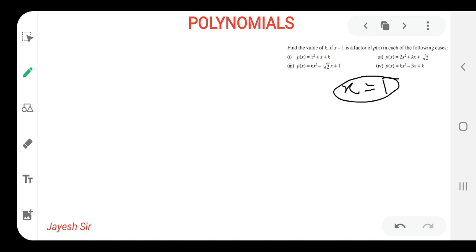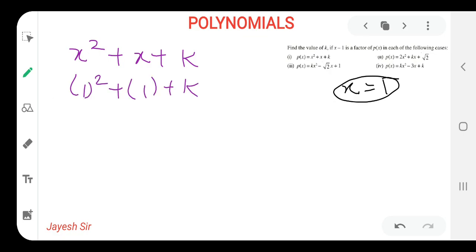So let's solve our first sum, and the polynomial equation for the first sum is x square plus x plus k. Here we have to put the value of x as 1. So we'll put the value of x as 1. That means 1 square plus 1 plus k as it is.